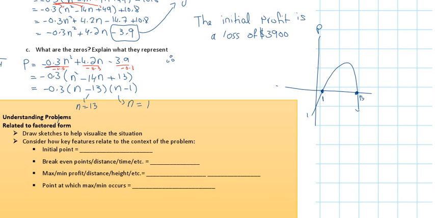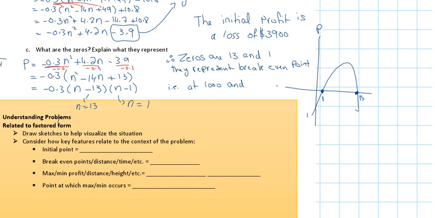So the zeros are 13 and 1. They represent the break-even point, which means at 1,000 and 13,000 bars sold, the profit is $0. Does it make sense?